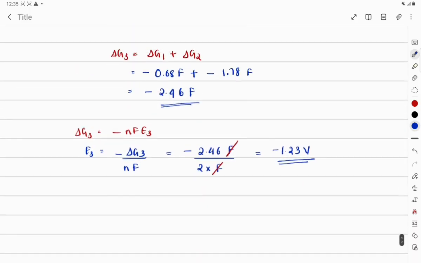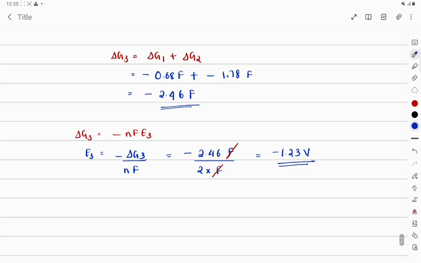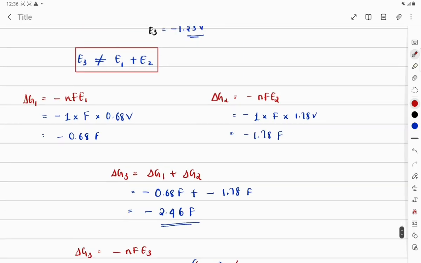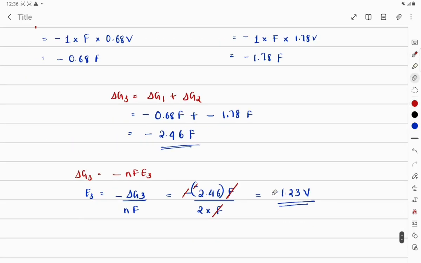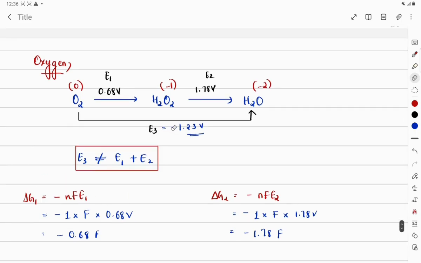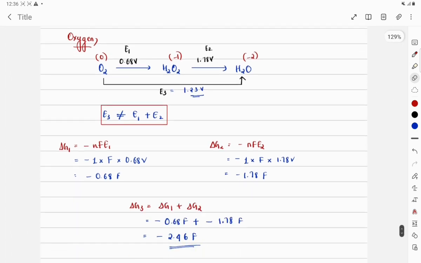There's one mistake here, because our equation already had a minus sign, and this is also a minus. You're supposed to put two negative signs here. This is minus 2.46 and a minus sign, so both of these will cancel and the value will be positive. So here we don't have a minus, and here also we don't have a minus. Also if you check, when you add 1.78 and 0.68, you will not get 1.23. Therefore, E1 plus E2 will not give E3, but delta G1 plus delta G2 will give delta G3, and from that we can find E3. This is how you should always do it.